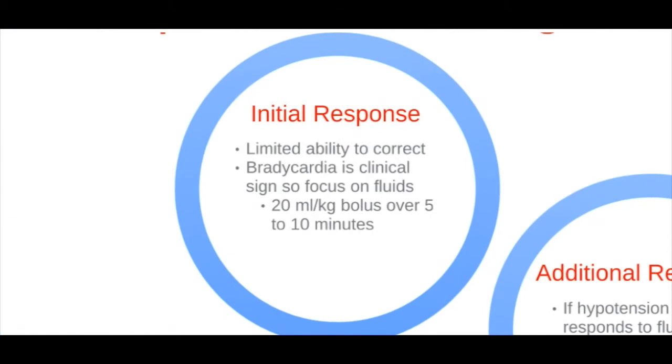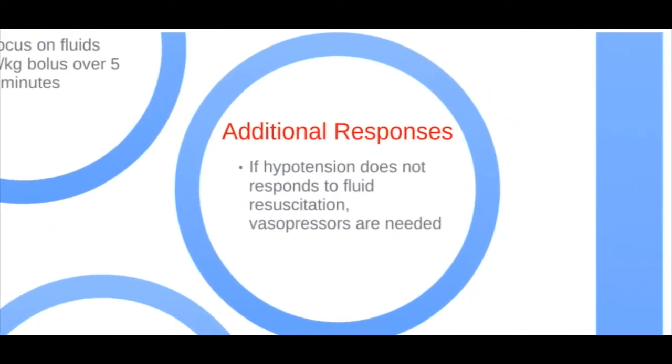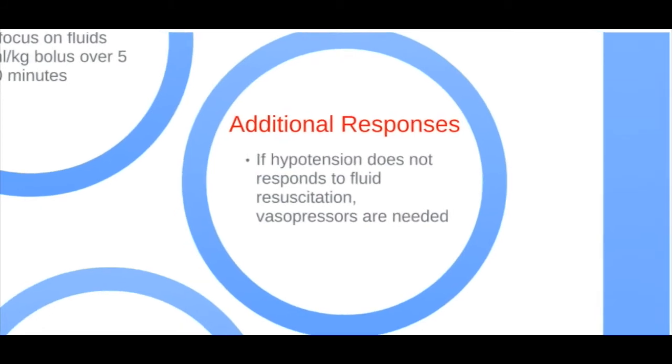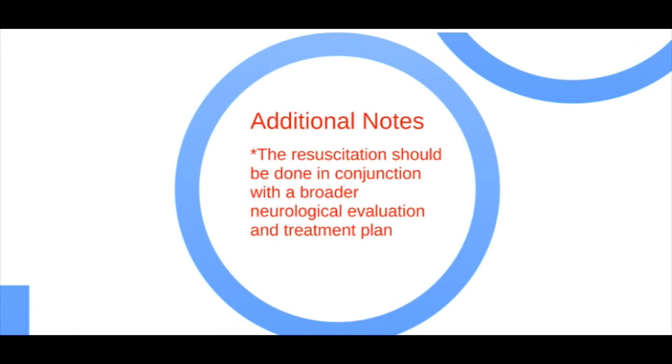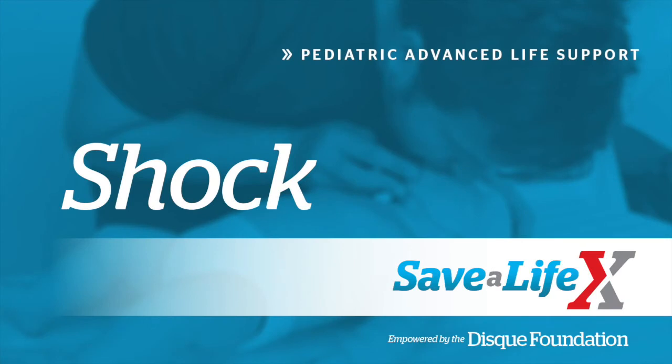The initial response to neurogenic shock is a limited ability for correction. Bradycardia is a clinical sign. Focus on boluses of 20 milliliters per kilogram over 5 to 10 minutes. Additional responses include treatment of hypotension that does not respond to fluid resuscitation. Vasopressors are needed. The resuscitation should be done in conjunction with a broader neurological evaluation and treatment plan. That's all for pediatric shock.